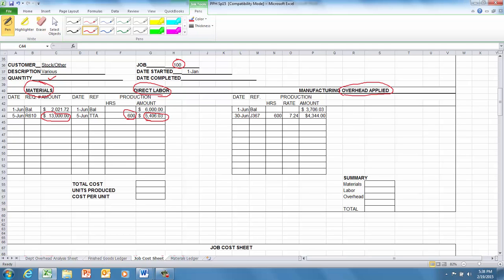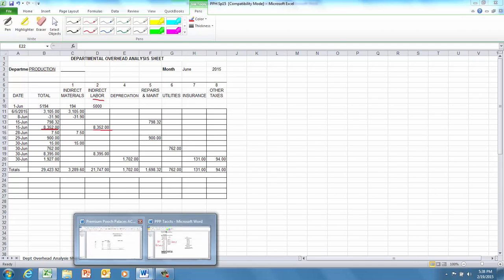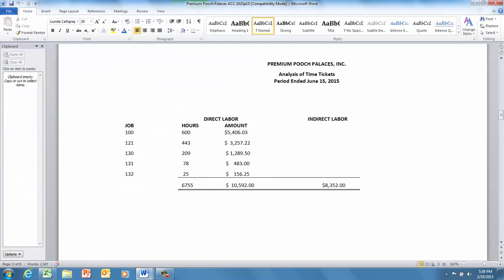And I go through each job cost sheet and punch in what goes in to that particular job as far as direct labor. Then I'm going to go back over here to my overhead sheet, and here is my $83.52 total, which also goes under my indirect labor column. And again, all of that is right here. There's the $83.52. Here's the total of $10,592 of direct labor, and it's all allocated versus by these jobs.